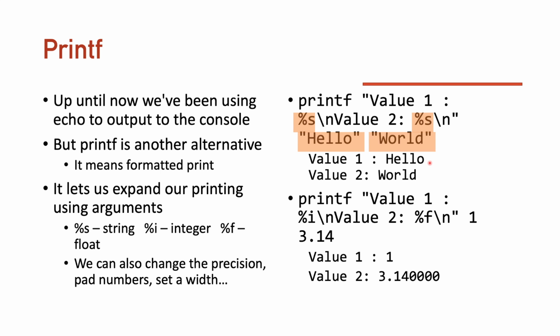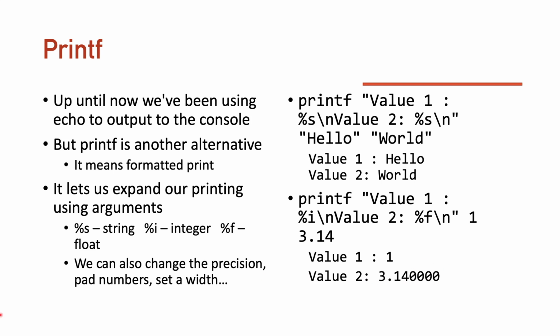And then in our second example down here, we have printf value 1, and we change it from an S to an I. And then we also have value 2, which is changing from an S to an F. So we will have an I for integer and an F for floating. We provide first a 1, so that's our integer value, and then 3.14, which is our float value. So then we have value 1 of 1 and value 2 of 3.14.